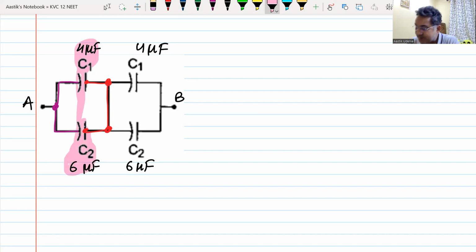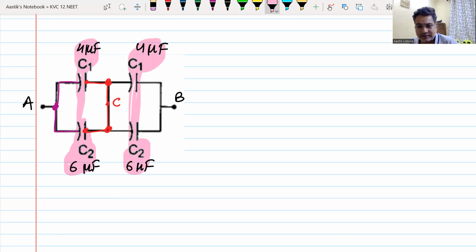Do we understand this? One plate is connected to point A, and if I call this point C, the other plate is connected to point C. Therefore, C1 and C2 come in parallel. Do we understand this? Yes or no? Yes, sir. Similarly, my dear friends, this C1 and this C2 also come in parallel with each other. Do we understand this?